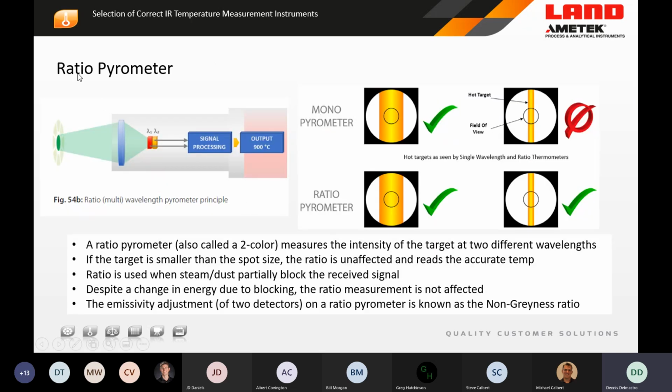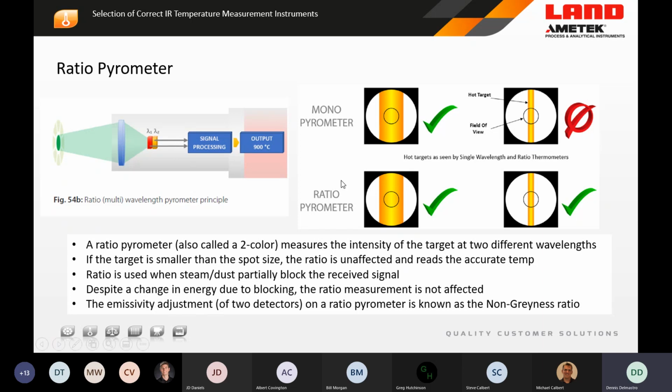So in simplistic terms, what's a ratio pyrometer? It's a pyrometer that uses 2 detectors versus a single detector of a monopyrometer. Now, a ratio pyrometer, at times you'll see it on the internet, companies call it 2-color, but they're the same thing. They measure the intensity of the target at 2 different wavelengths.